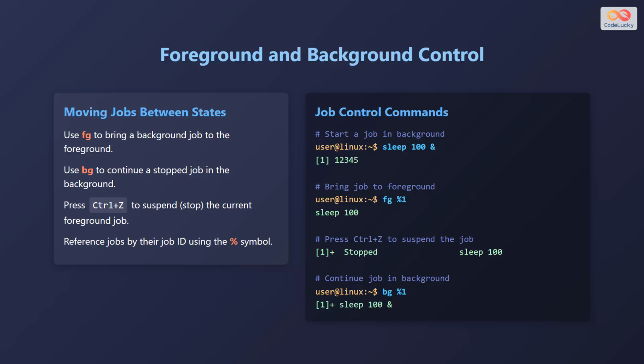You can reference jobs by their job ID using the % symbol. For example, running sleep 100 & starts a job in the background. If you then use fg %1, it brings job 1 to the foreground. Pressing Ctrl+Z will suspend the job. To continue the job in the background, use bg %1.